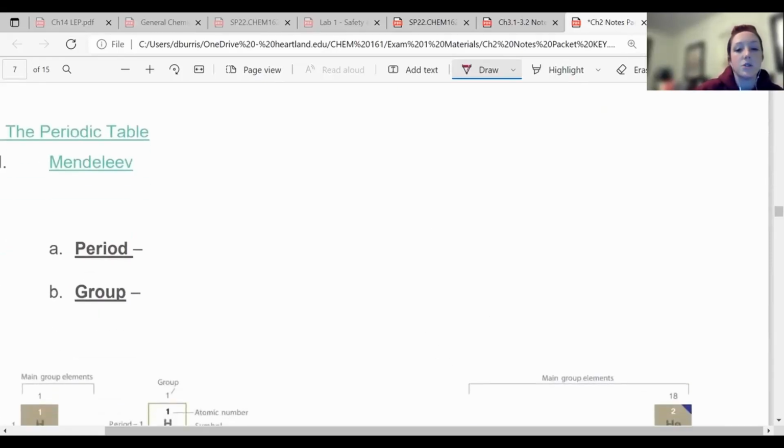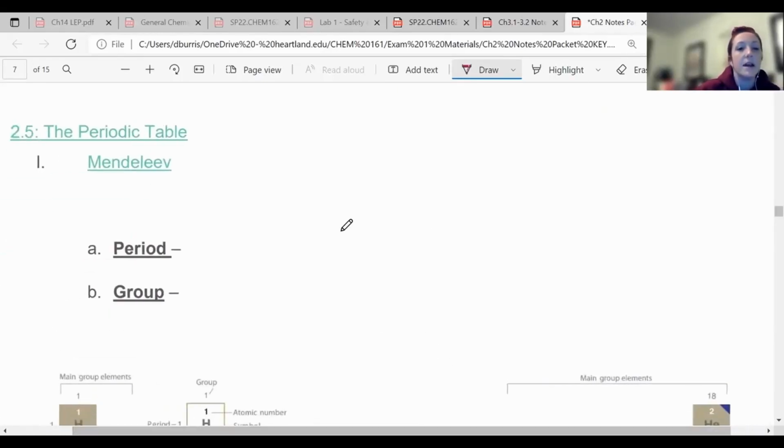I'm gonna go ahead and jump to the periodic table. Okay, we talked about the masses and where to find those on the periodic table, but why is the periodic table set up the way it is? So you might notice that this one is hyperlinked here.